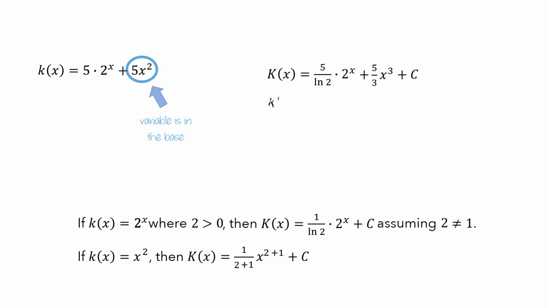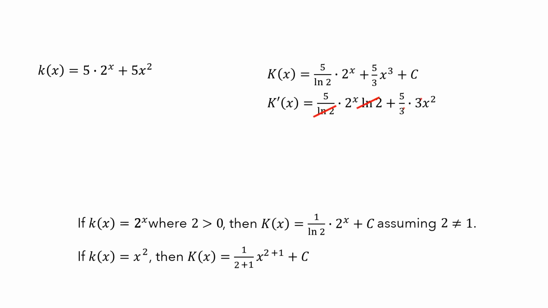We can check this by computing the derivative of capital K. The natural log of 2's in the first term cancel, and the 3's in the second term cancel, which gives us 5 times 2 to the x plus 5x squared. This is equal to little k of x, so capital K is an antiderivative of little k.